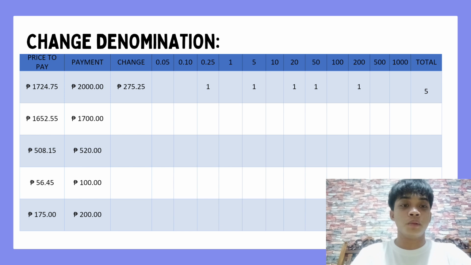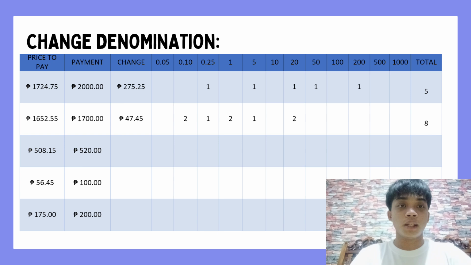The second customer owes 1,652 pesos and 55 centavos and pays 1,700 pesos. So the customer has change of 47 pesos and 45 centavos. We can see that 1,000 to 50 does not fit in 47.45. So we start with denomination 20. So 2 of 20 fit in 47.45. That's why we put 2 in a row. So we subtract 40 from 47.45. So there's only 7.45.